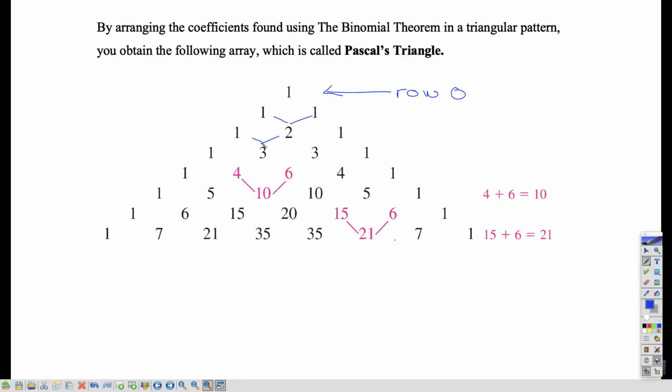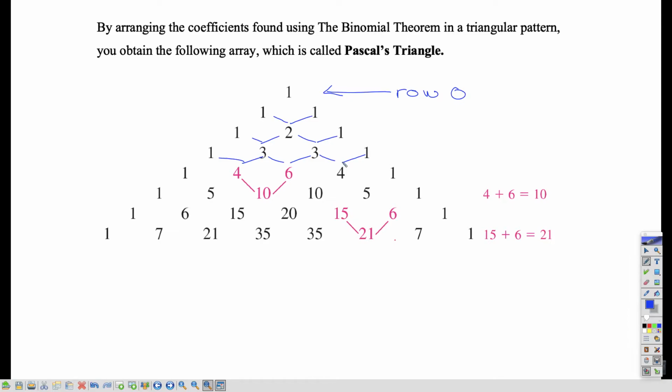Now, look up here real quick, but don't copy. I'm going to take 1 plus 2 to get 3, and 1 plus 2 to get 3, and the outside is still going to be 1. So the next row, I'm going to get 1, 3, 3, and put a 1 on the outside. We're going to do one more together. 1 plus 3 is 4, 3 plus 3 is 6, 3 plus 1 is 4, and put 1s on the ends.